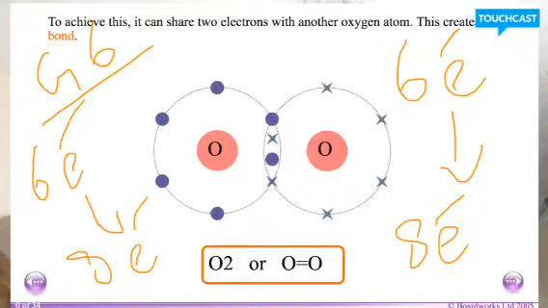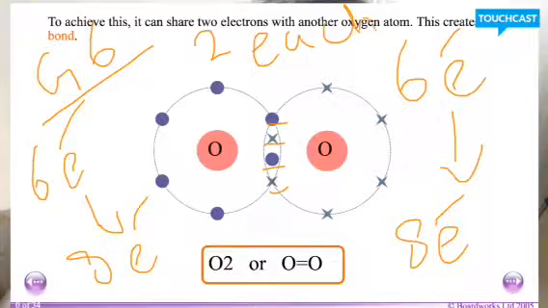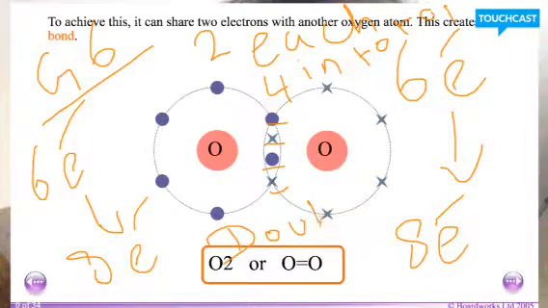What will happen is that each oxygen will share 2, okay, 2 each, 4 in total. That means this is a double bond. Okay, double bonds are formed by group 6 elements. So group 7 form a single bond, group 6 they form a double bond.